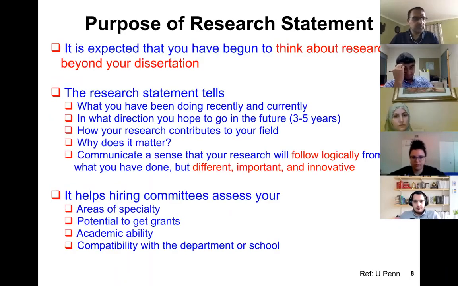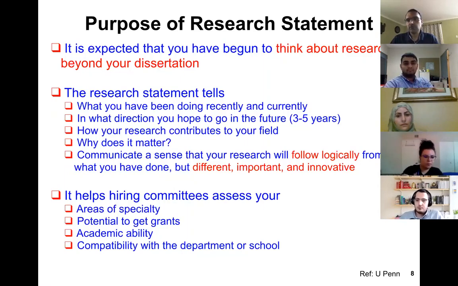One of the main things that people are looking for in the research statement, or what you really need to be careful about when you start writing your research statement, is that now you're starting to think of research beyond your dissertation. What is the research that I would like to work on within the next few years?